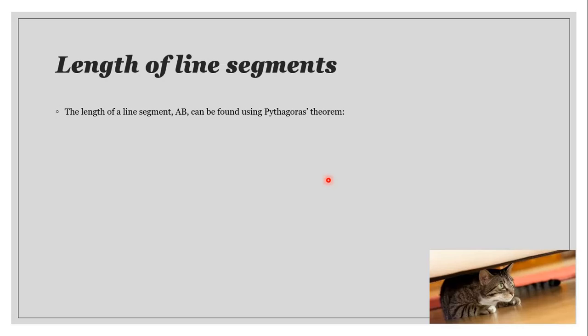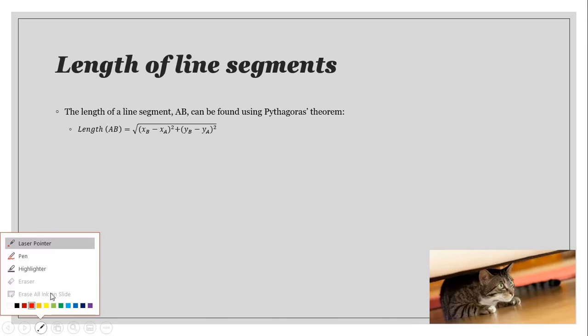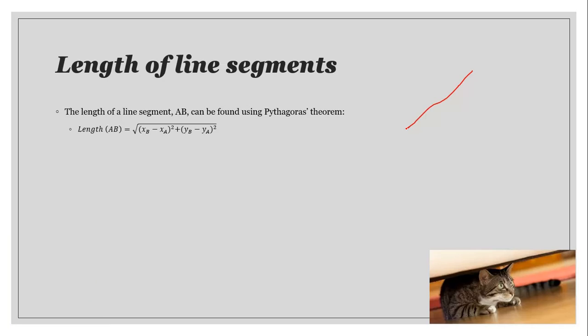Length of line segments. The length of a line segment, AB, can be found using Pythagoras' theorem. You'll remember Pythagoras from GCSE, but you'd have known it's slightly different from this. So if you can imagine, if you've got a line, in fact, I'll do a little drawing to make this easier. So this is our line. It's supposed to be straight, it isn't. And this length here is the change of y, and this length here is the change in x.